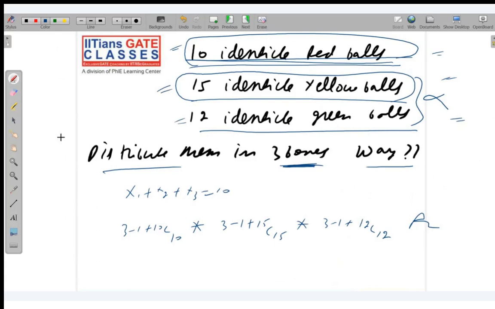It's just like that. So there are 3 boxes and you tell your baby that 10 balls are there, so just put them in the boxes. He will put them one by one and then you will say your work is not yet over, you have to distribute 15 others also, and then you have to distribute 12 others also. So obviously we can do it.